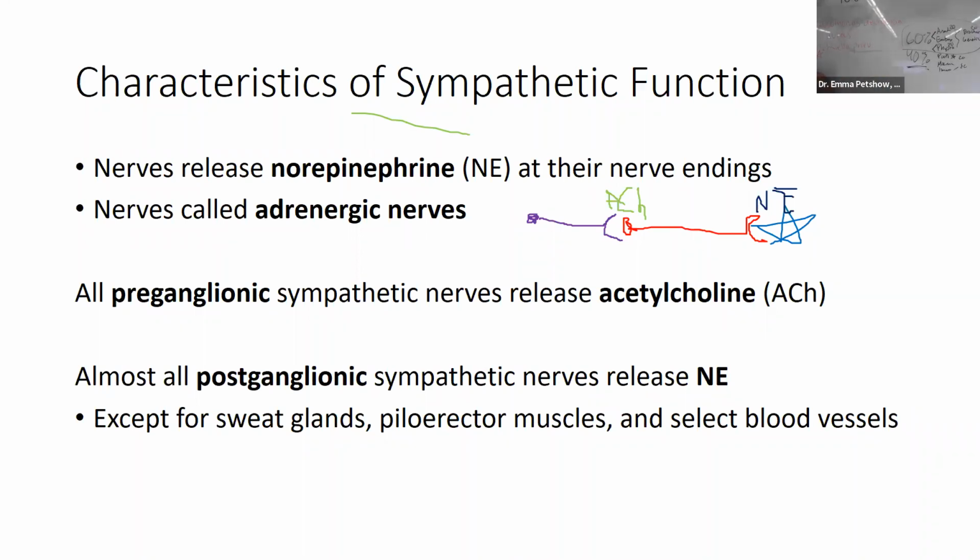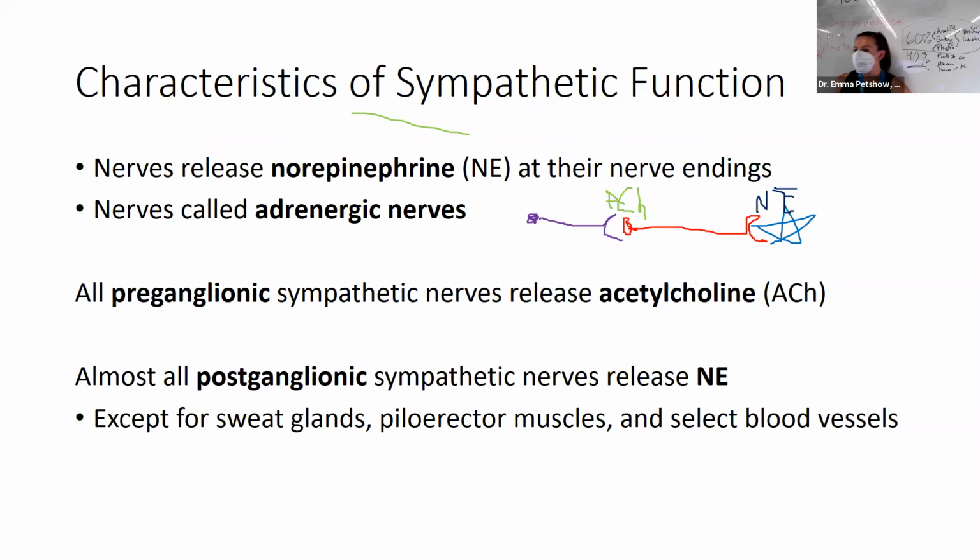Because they could say, they won't do a true or false, but they could do something to the effect of, at sympathetic preganglionic nerve endings, are you going to see acetylcholine release, norepinephrine release, or they could combine it, right? They could do preganglionic acetylcholine, preganglionic norepinephrine, postganglionic acetylcholine, postganglionic dopamine, right? They could throw in another random neurotransmitter. You're looking for what's the correct matchup.